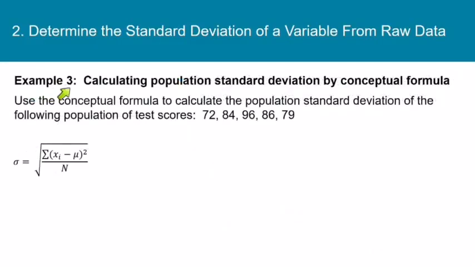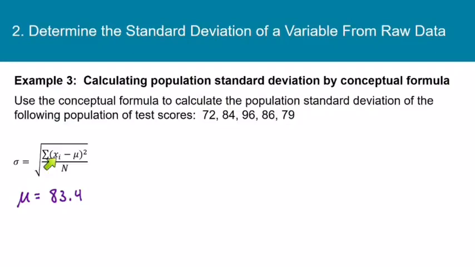So here is example 3, and we are going to try out our new standard deviation formula. This example says use the conceptual formula to calculate the population standard deviation of the following population of test scores. And here we have only 5 numbers in our population. As you can imagine, this formula can get pretty tedious the bigger your data set is. So we're only going to do it on relatively small data sets.